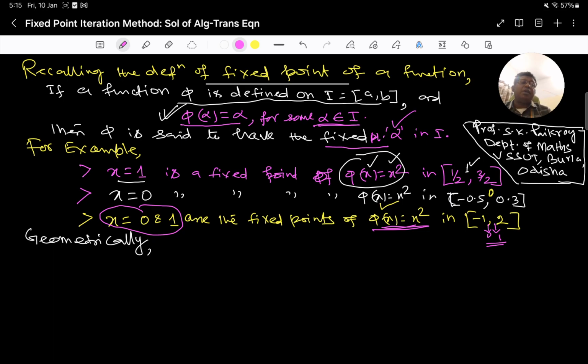Now this idea will be implemented in numerical methods, and this method is called the fixed point iteration method to solve the algebraic and transcendental equations.